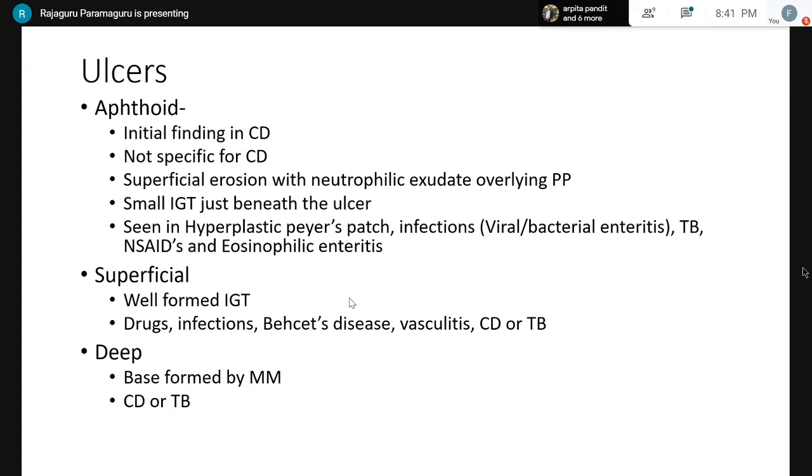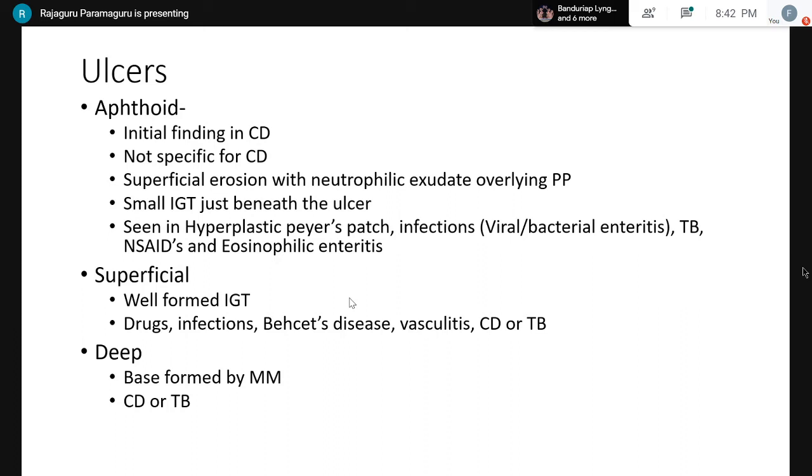What is an aphthous ulcer histologically? They are nothing but superficial erosions of the surface epithelium, which will be covered with neutrophilic exudate. Usually they are seen above the Peyer's patches, which will be hyperplastic. And there might be formation of a small inflammatory granulation tissue just below the ulcer. This can be seen with various conditions like viral infections, bacterial infections, tuberculosis, NSAID therapy, and eosinophilic enteritis also. So when there is a well-formed inflammatory granulation tissue involving a portion of the surface epithelium and the lamina propria, then we call it a superficial ulcer. And this also is seen with various conditions.